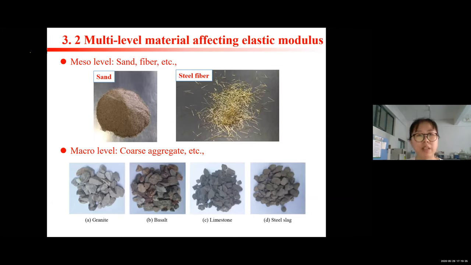And the second level is the meso level. Meso level includes sand, fiber, and the interfacial transition zone between the cement paste and aggregate or fiber, which should also be taken into account. In order to simplify the simulation, the ITZ between the cement and the fiber was not considered in this study. At this level, the cement paste is treated as the matrix. And the macro level includes the coarse aggregate and the ITZ between the aggregate and the mortar. So the mortar is regarded as the matrix, and the other phases are considered as the inclusions.